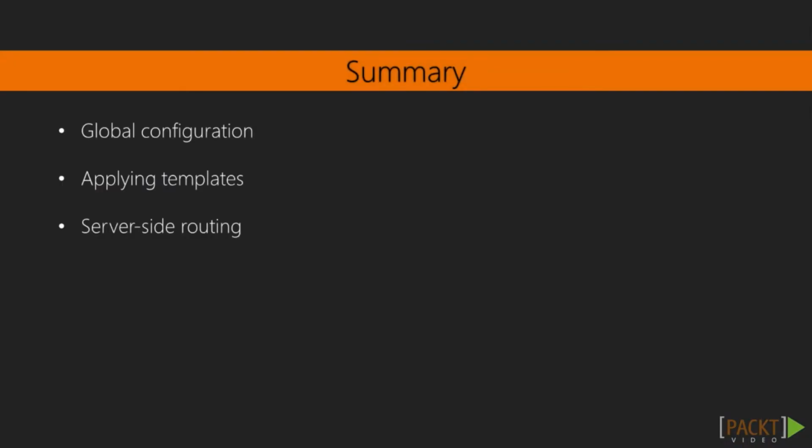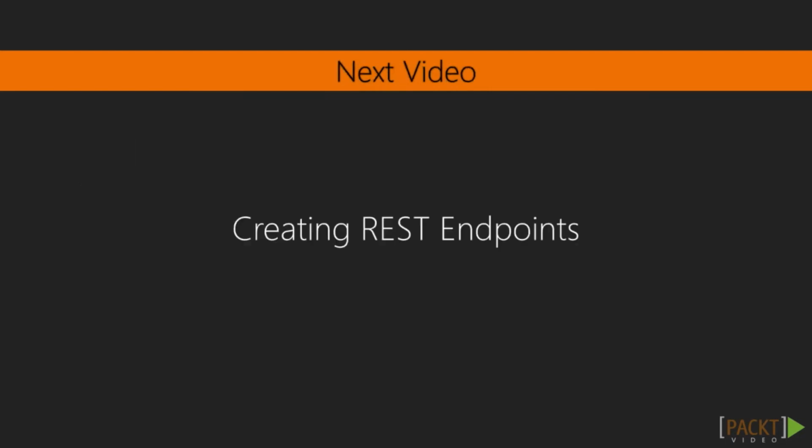All right, so we went over a global configuration, how to have everything default to a specific template, a main template. We applied that main template to the body of our application, and we set up our initial server-side routing using a specific endpoint. We'll get more in depth in our next video, creating REST endpoints. We'll go over specifically POST, PUT, and DELETE. This will round out our REST API so that we can use it by another client.